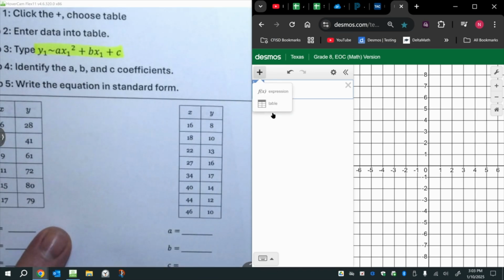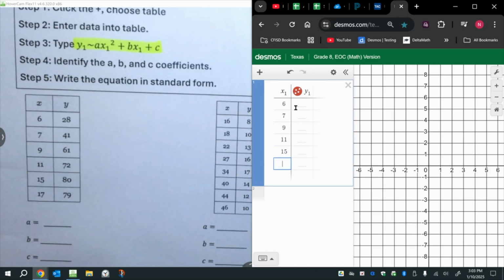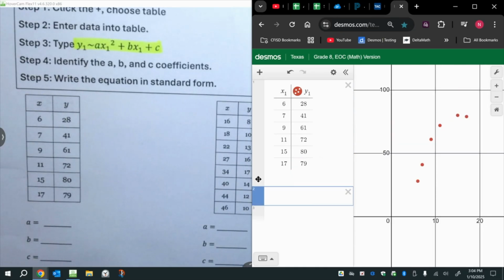We're going to say, hey, let's add a table. All right. And I'm going to hit 6, 7, 9, 11, 15, 17. Then I'm going to go back over here and say 28, 41, 61, 72, 80, and 79. Okay. Now I'm going to hit this little magnifying glass so it focuses in. You can kind of see it's going to make a quadratic as it goes up and comes down. So now we're going to input this information, y1, shift tilde.